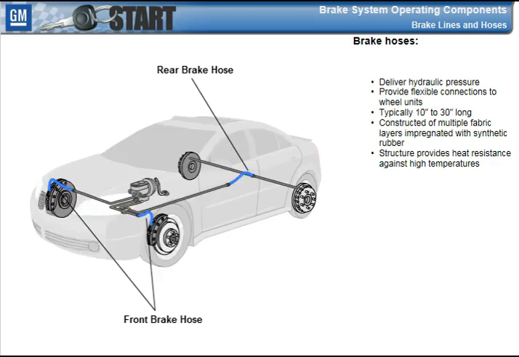Like brake lines, brake hoses are used to deliver hydraulic pressure. Brake hoses provide flexible connections to the wheel. They're typically 10 to 30 inches long and are constructed of layers of fabric impregnated with synthetic rubber. This structure gives hoses the ability to withstand the high temperatures to which they are constantly exposed.